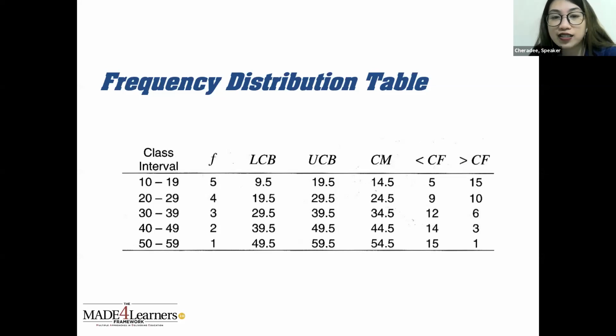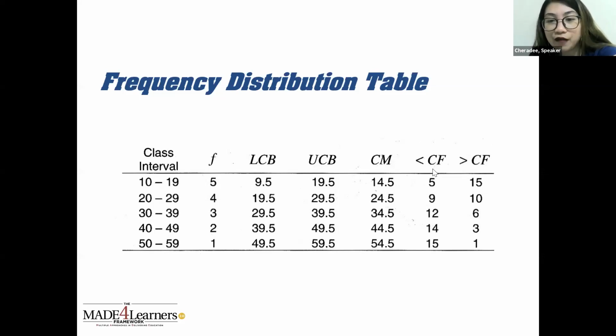How many are greater than 9.5? All of these, right? Which is 20 to 59. So you just add everything up. Actually, everything, which is 15. So 5 plus 4 is 9, 12, 13, 15. So everything is actually greater than the LCB.